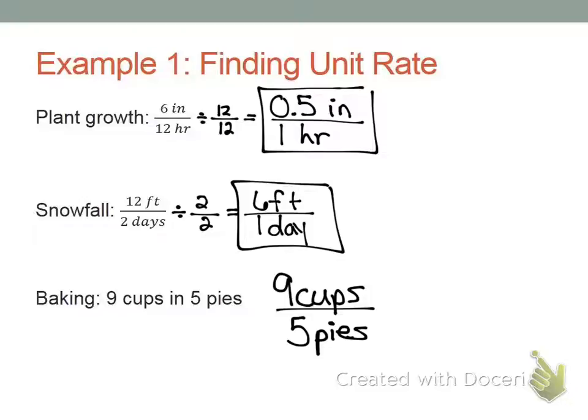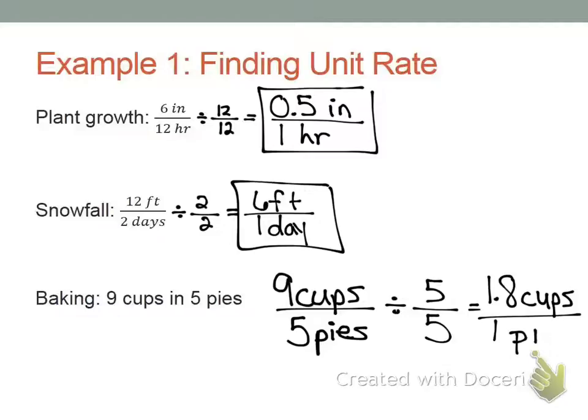So if I want to find the unit rate, what would I divide top and bottom by? I divide by 5, whatever number is in my denominator. And what is 9 divided by 5? Cups per what? Per pie. And that is how we find unit rate. Any questions on example 1?